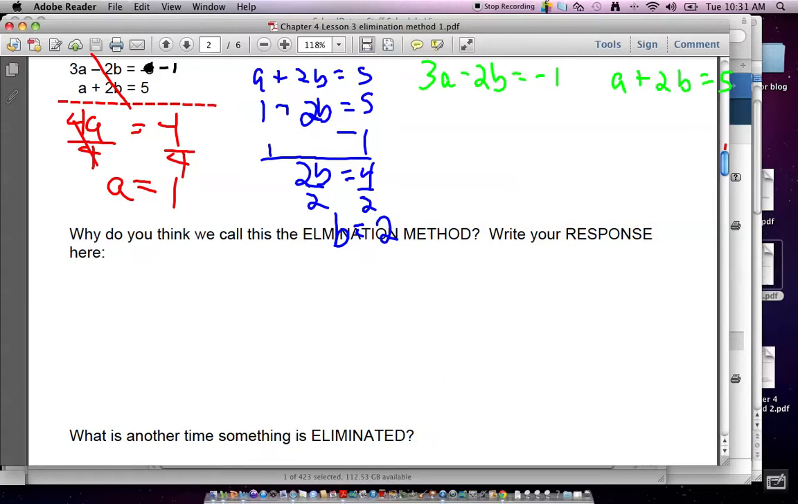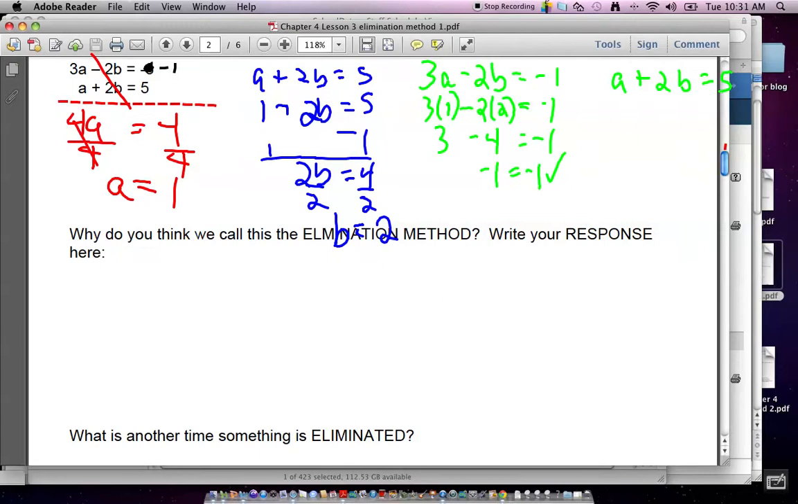Okay, so A is 1, so 3 times 1 minus 2 times 2 is negative 1. What's 3 times 1? 3. 2 times 2 is 4. So 3 minus 4 is negative 1. Negative 1 equals negative 1.